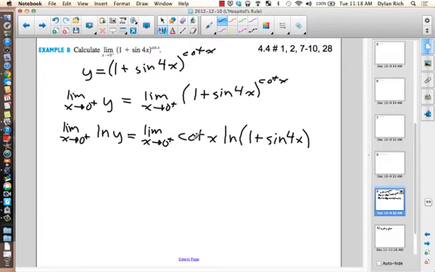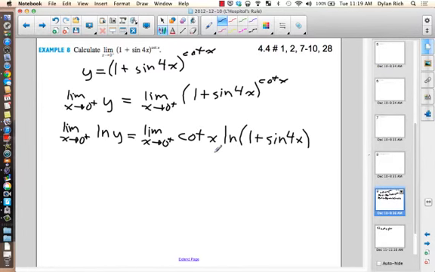Cotangent of x as x approaches 0 from the positive side, what is this getting closer to? Positive infinity. What about this one? One plus 0, that's just approaching 1. No, because the natural log of 1 is 0. This is approaching the natural log of 1, which is 0. So it's 0 times positive infinity, right? This should feel like a previous problem that we did.